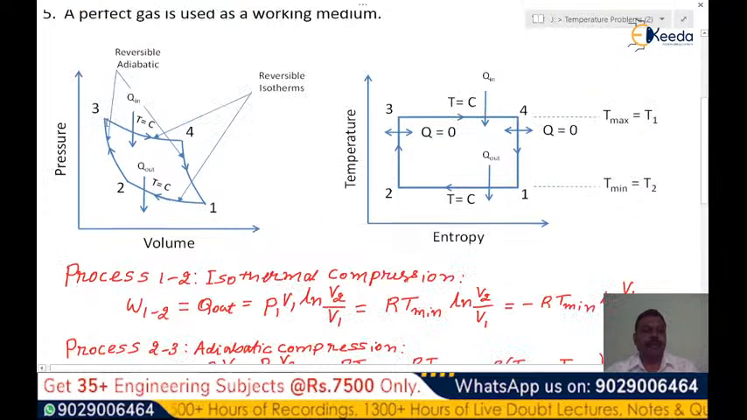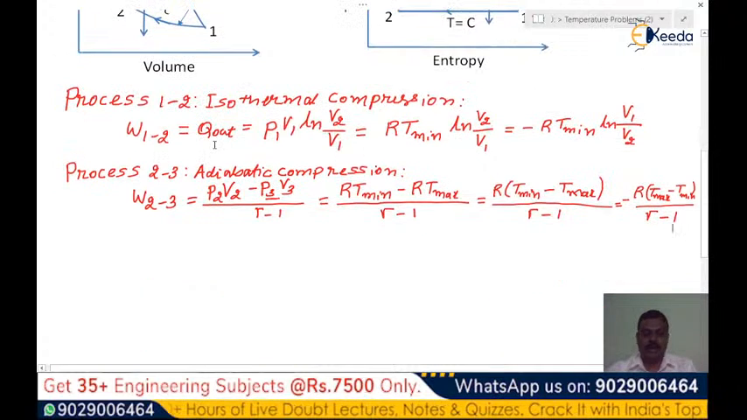And then for this process 3 to 4, it is isothermal expansion. For that, let's write down this one first, and then let's write down the equation for that work interaction. So here, process 2 to 3.